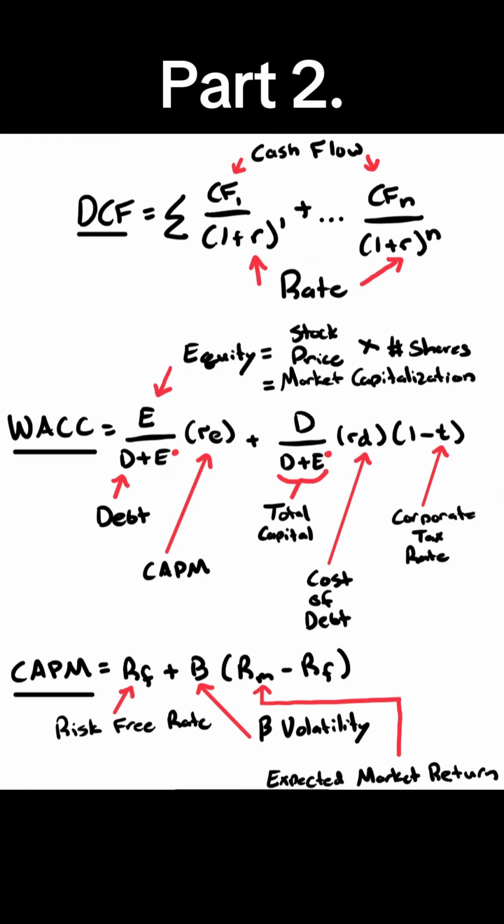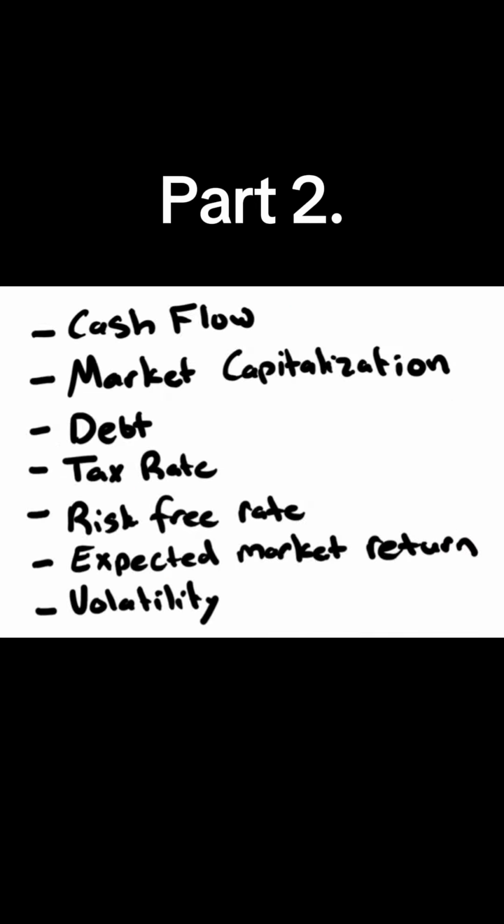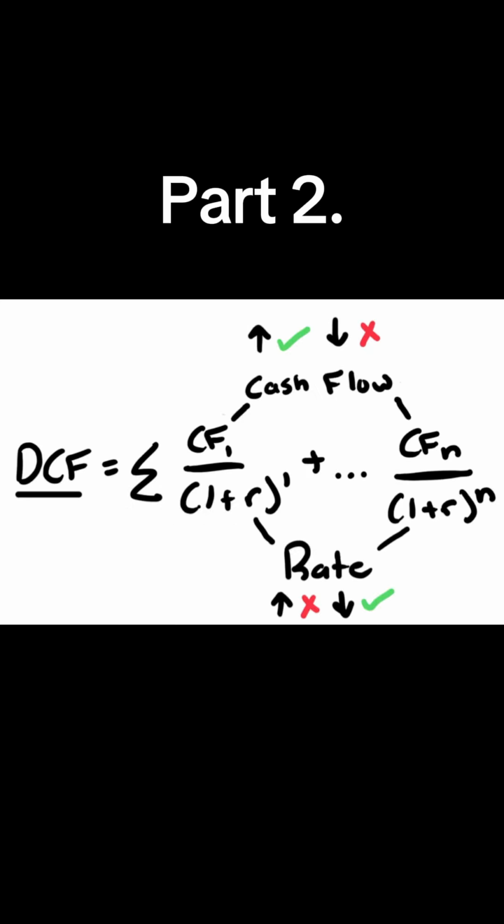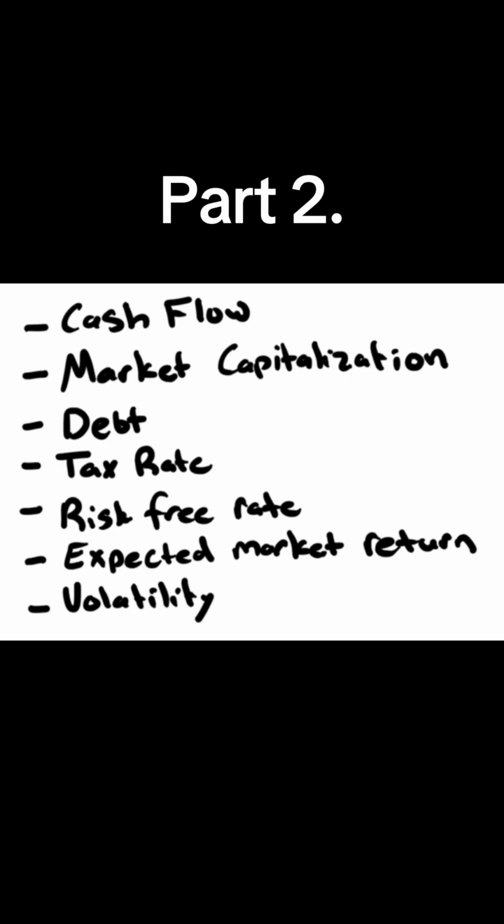Everything else is right here, and I'm going to break it down into a couple different things. Cash flow, market capitalization, debt, tax rate, risk-free rate, expected market return, and volatility. Looking at those 6 different things affects the DCF, which in turn affects the stock price. So if you want the stock price to go up, you want the cash flow to go up and the rate to go down. In my next videos, I'm going to go over these 6 things and how they affect the discounted cash flow and in turn the stock price.